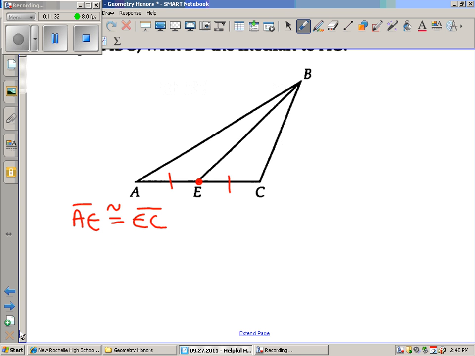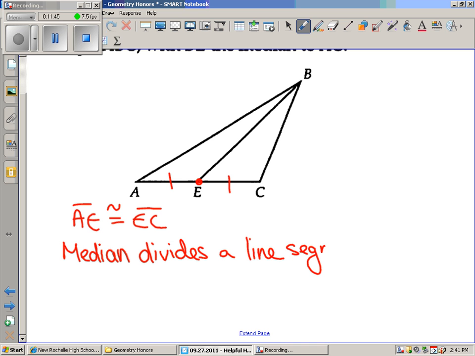A median divides a line segment into two congruent parts. That's it.